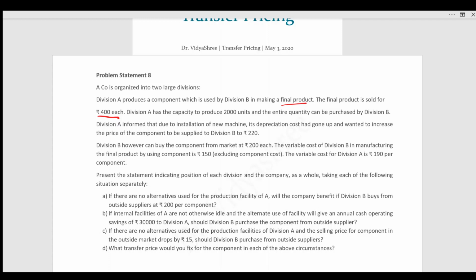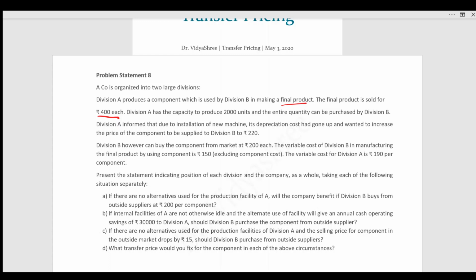Well, Division A informed that due to installation of a new machine, its depreciation cost had gone up and it wanted to increase the price of the component to be supplied to Division B to rupees 220. So Division A thought of increasing the price supplied to Division B to rupees 220.